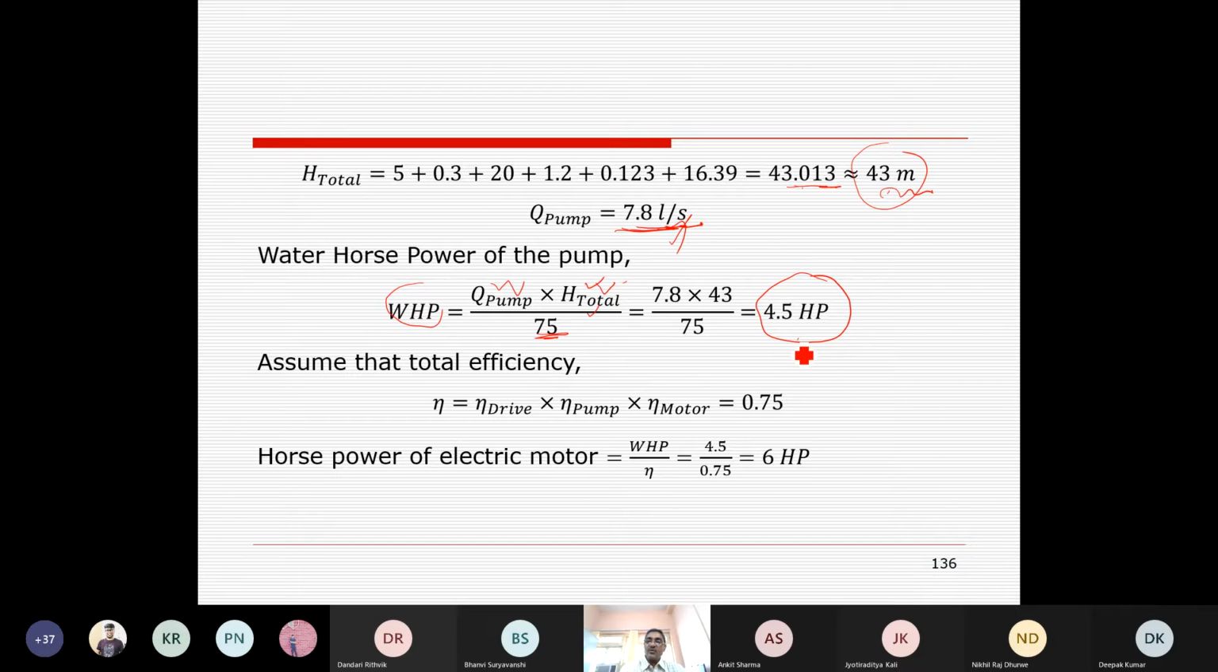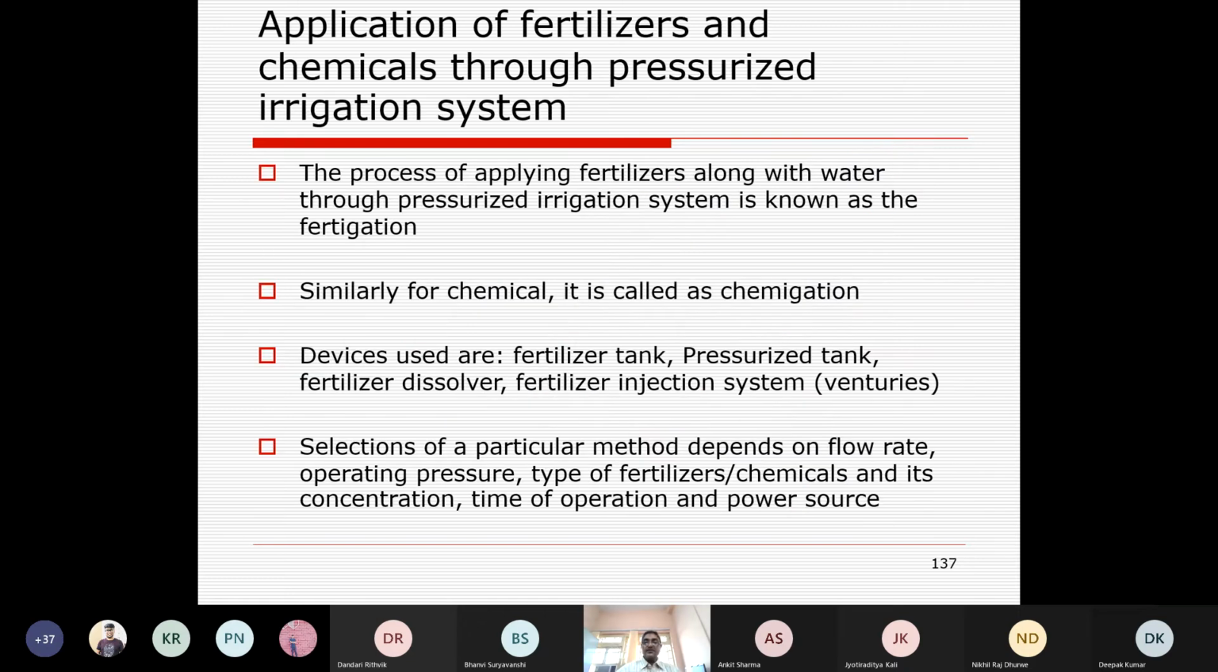However, the system has some losses, and the efficiency becomes lower than the designed condition. So we consider the combined efficiency of the drive, pump, and motor. It is only 0.75. If we divide the net horsepower we calculated by this efficiency, the gross horsepower required to operate this system satisfactorily and supply 7.8 liters per second becomes 6 horsepower. We can put a 6 horsepower electric motor there to supply the water. In this way we can design.